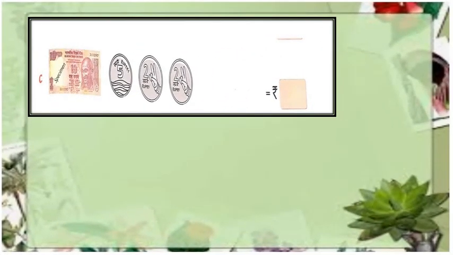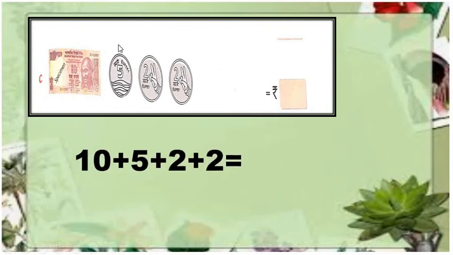Here we have combination of notes and coin. And yes, value of each coin is different. We have a 10 rupee note, 5 rupee coin and 2 coins of 2 rupees. Let's make the addition. 10 rupees plus 5 rupees plus 2 rupees plus 2 rupees. 10 plus 5, 15. 15 plus 2, 17. 17 plus 2, 19. Here we have total 19 rupees, which we have to write in this box.